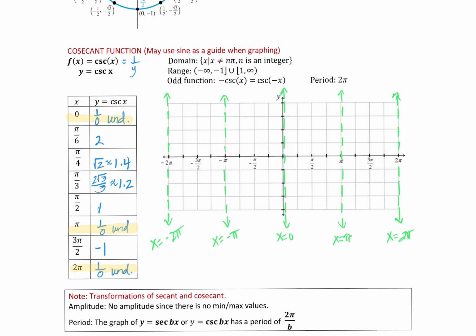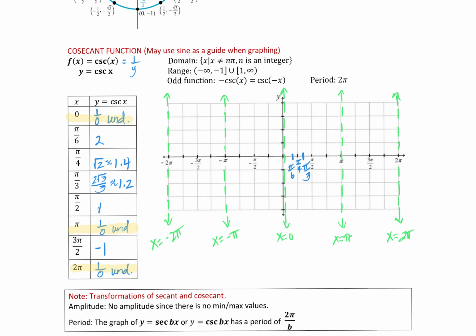So those are the vertical asymptotes for cosecant, and I could keep going on and on. Now let's go ahead and graph those intermediate values. So at pi over 6, the value of the function was 2. So where is pi over 6? Halfway between 0 and pi over 2, we have our pi over 4. Then remember, pi over 6 and pi over 3 break up the interval from 0 to pi over 2 into thirds. So we would have a pi over 6 and a pi over 3.